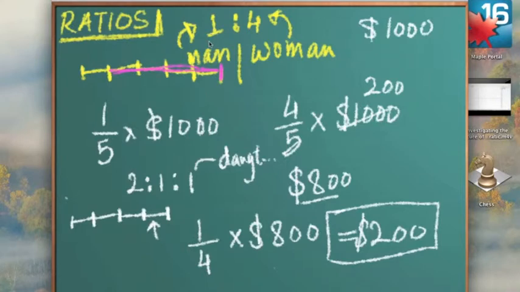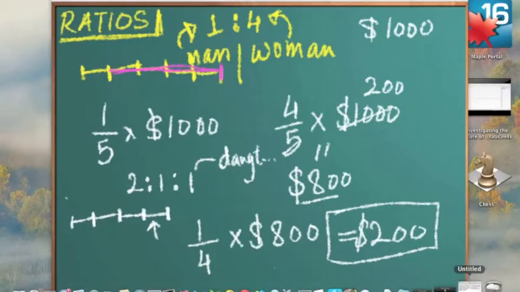We solved it by first working out how much the woman is going to receive, by drawing this picture, or just saying that the man is going to receive 1 part out of 5 parts of $1,000. The woman is going to receive 4 parts out of 5 parts of $1,000, and that turned out to be $800. And then we said, okay, we're going to divide 800 into 4 equal pieces and give one of those pieces to the daughter, and that is $200. And that is the solution to the problem.